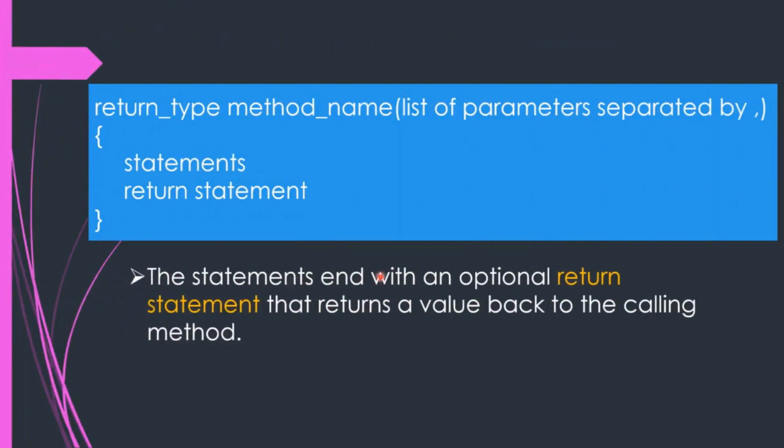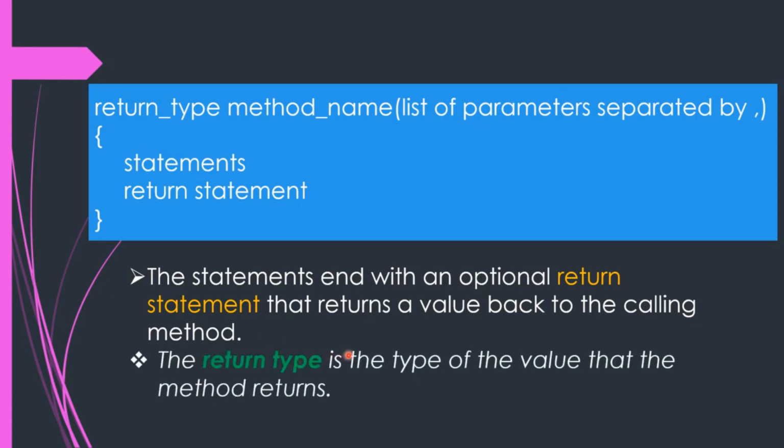Now, the statements end with an optional return statement that returns a value back to the calling method. Basically, you can see here in the body we have written first of all statements and then the return statement. Why have we written this return statement? Because it returns a value back to the calling method, means it will return a specific value to the calling method.